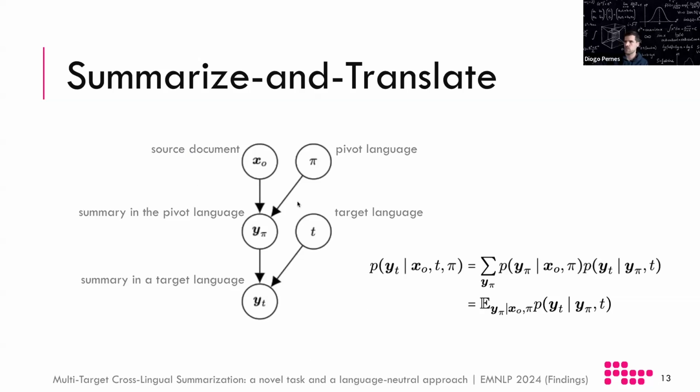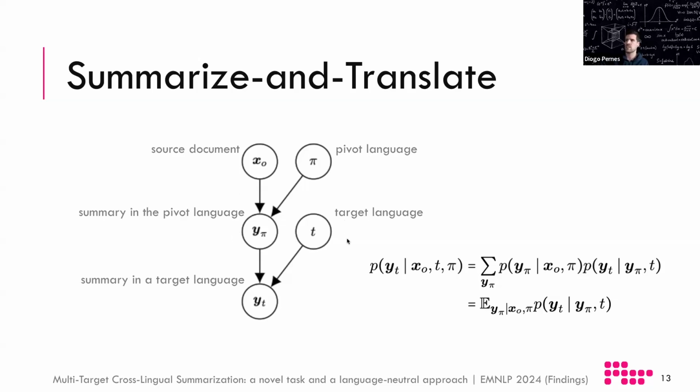If you are into graphical models, then you can easily see that summarize and translate corresponds to this graphical model. Even if you have never heard of graphical models and you are not familiar with it, you can kind of understand the flow of information in this graph. First, you have the source document. You choose a pivot language. In this case, it was English. Given the source document and your chosen pivot language, you produce a summary in the pivot language.